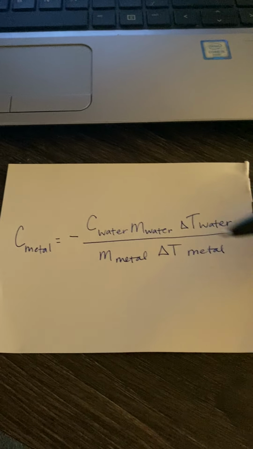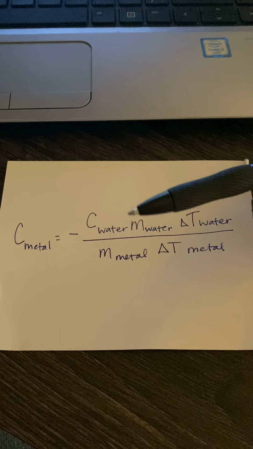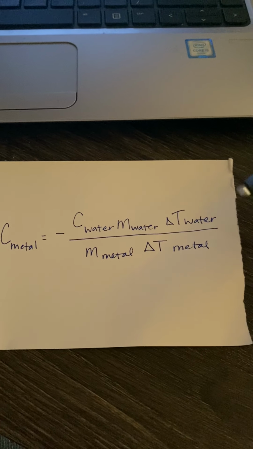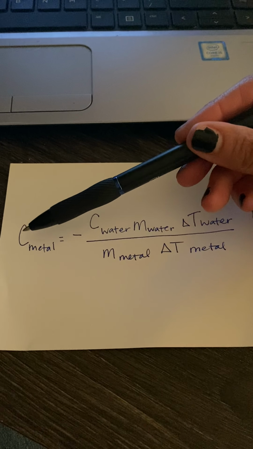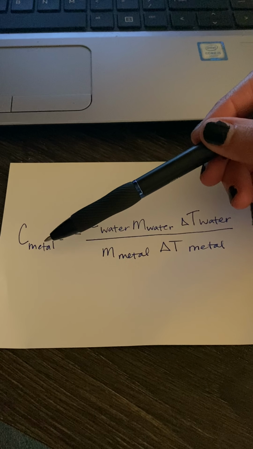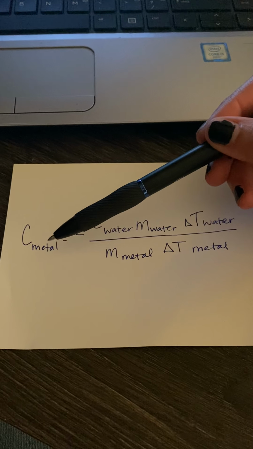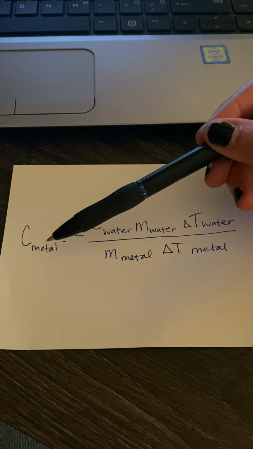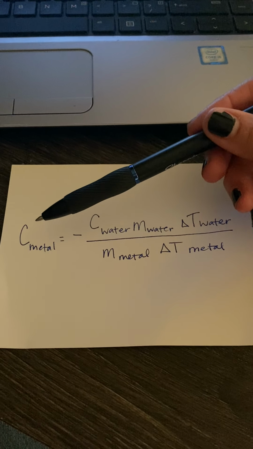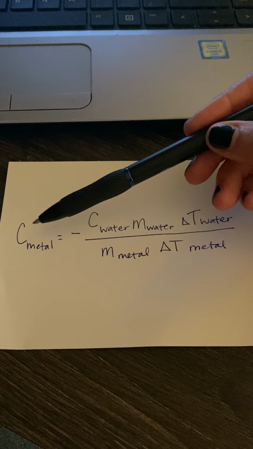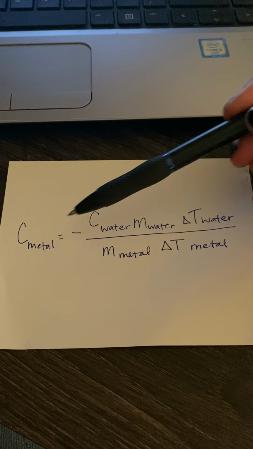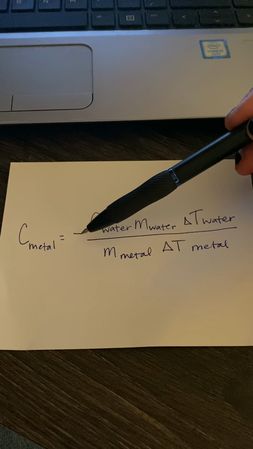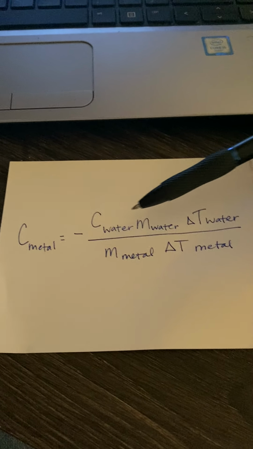I feel like whenever we see these variables, they can get really intimidating, but don't let it be intimidating for you. Basically, the specific heat of the metal, the amount of heat that's going to be required in order to raise the temperature of 1 gram of the metal 1 degree Celsius, is going to be equal to negative, and we'll talk about that in a minute, it's very important, but let's look at these.